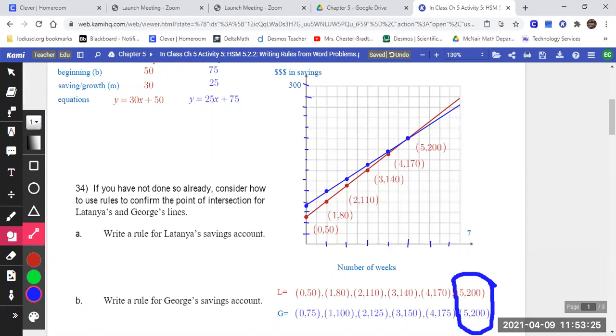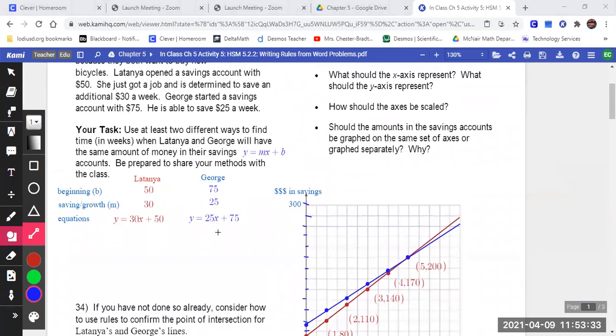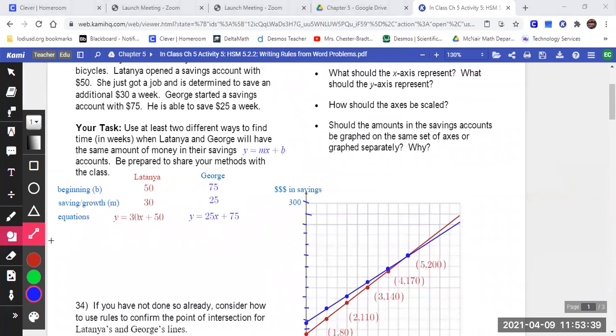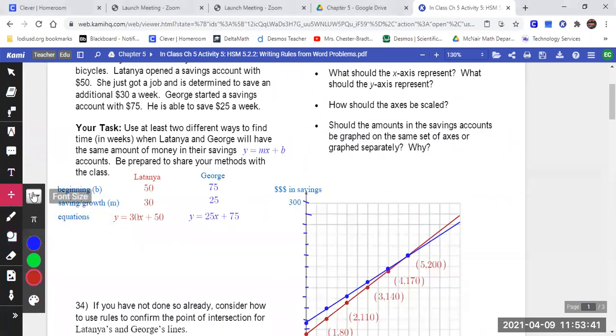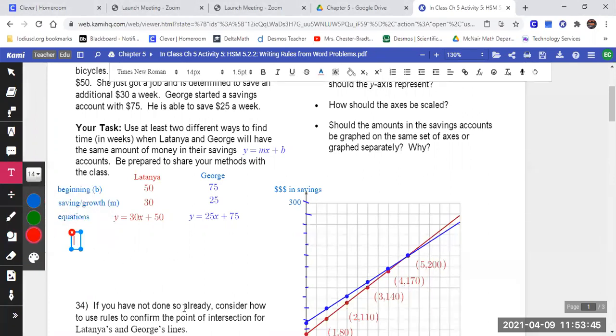So we're now ready to answer their question. We graphed it and we made a table. So now we're going to answer their question. When will George and Latanya have the same amount of money? So we're doing our sentence answer because it's a word problem. Who are we talking about?